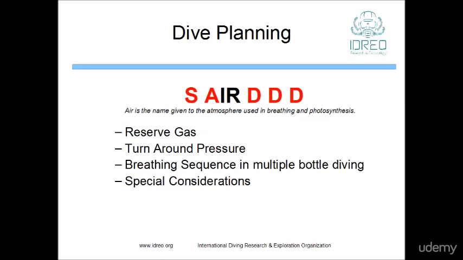Also, you want to discuss the turnaround pressure so that you know exactly the right time to start turning around before going beyond the minimum reserve gas you need. You can use gas management rules when you're using the same size of bottles, and you can just use your pressure gauge reading. But when you're using different size tanks, you have to go to liters or cubic feet and actually do the calculation by volume and not by pressure gauge reading, either bar or PSI.